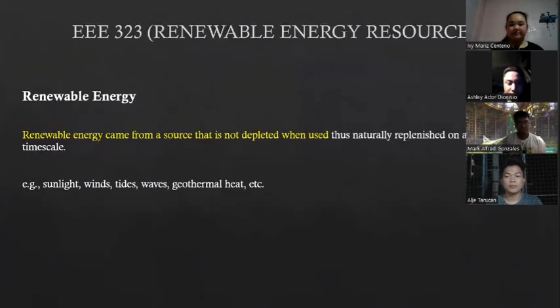Now, we are here to discuss tidal energy power. But first, we are here to discuss what renewable energy is. Renewable energy comes from a source that is not depletable when used, thus naturally replenishing on a human timescale.